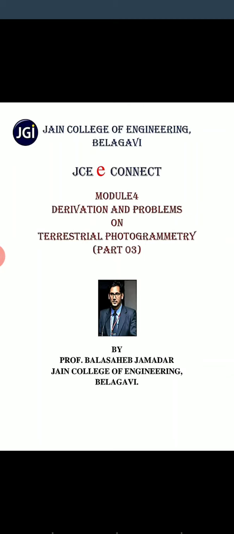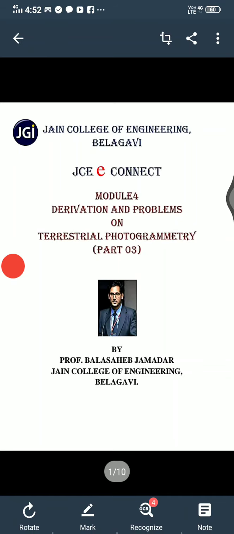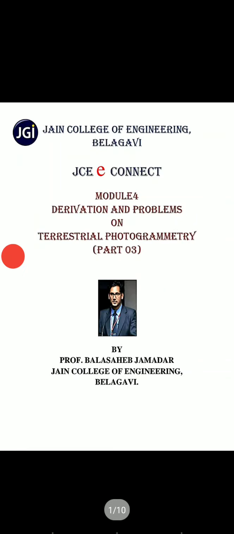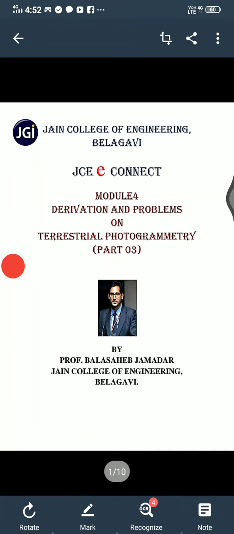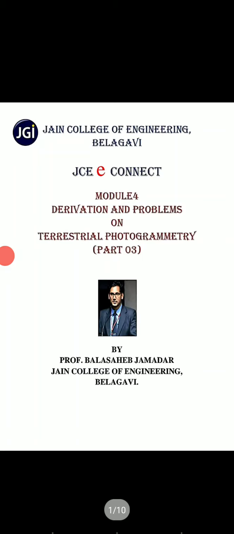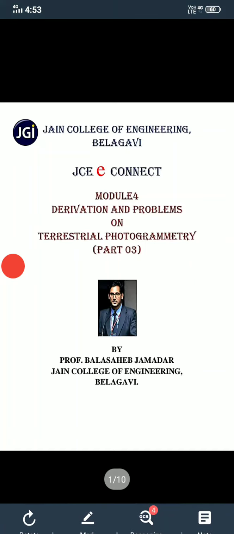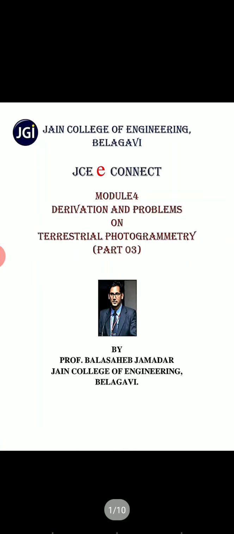This video is on module 4. In this video we are going to see the derivations which we have left from part 2, and we are going to solve a few problems from part 2 and part 3. In the previous video we solved two derivations: one is the horizontal and vertical angle from terrestrial photogrammetry, and the other is the elevation of a point by photogrammetric measurements. So today I am going to do the third derivation, and we are going to solve a few problems on derivations 1, 2 and 3. So this is part 3.